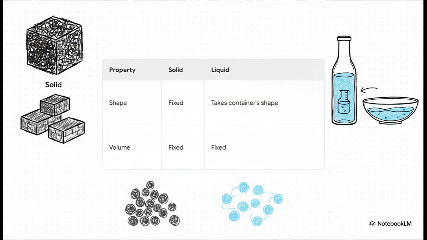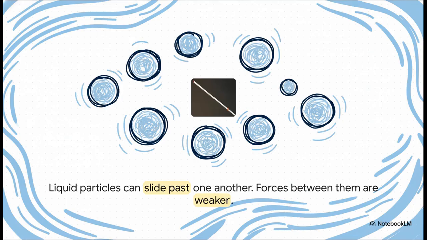They take the shape of whatever container you put them in. But, and this is very important to remember, they do have a fixed volume. 1 liter of water will remain 1 liter, whether it is in a tall bottle or a wide bowl. So why can liquids flow?